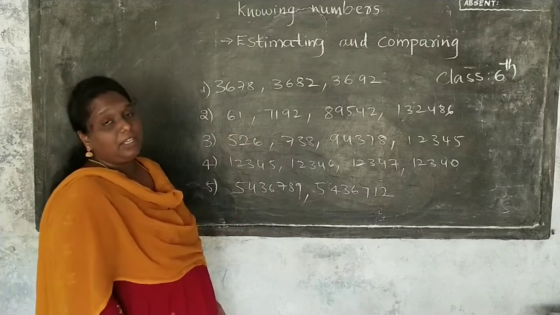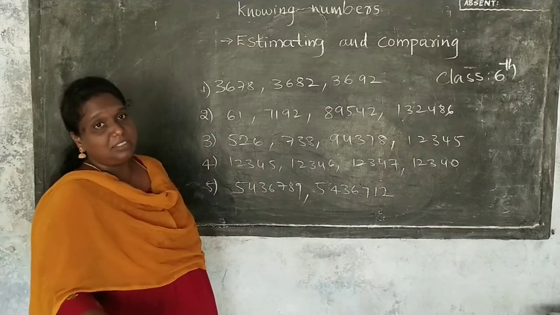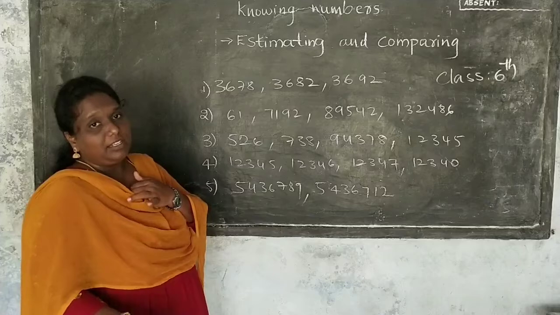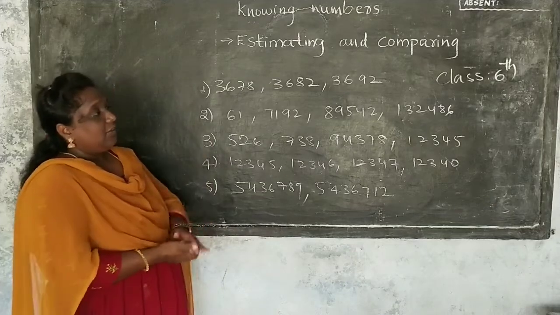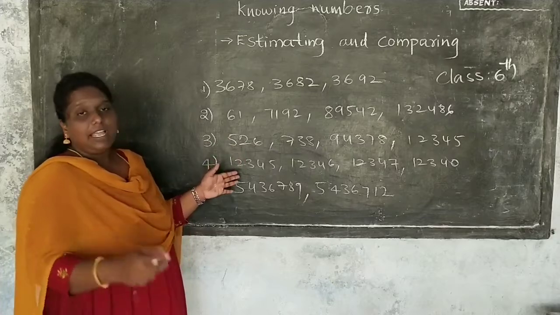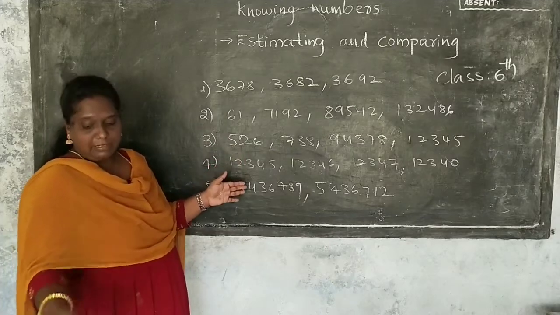After this chapter, we are going to have whole numbers, multiplications, all this, so learn the tables also. 1 to 20 tables, with these problems, and write 1 to 20 tables one time as homework.